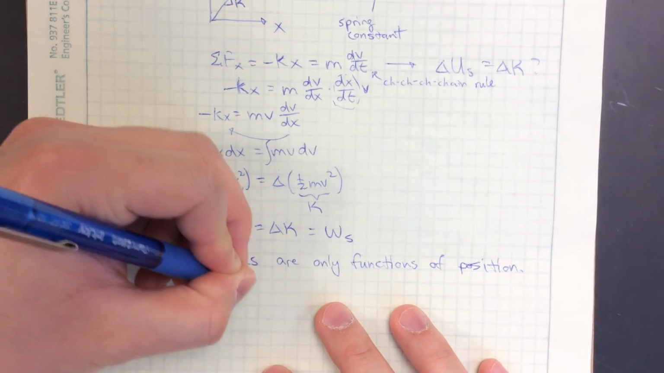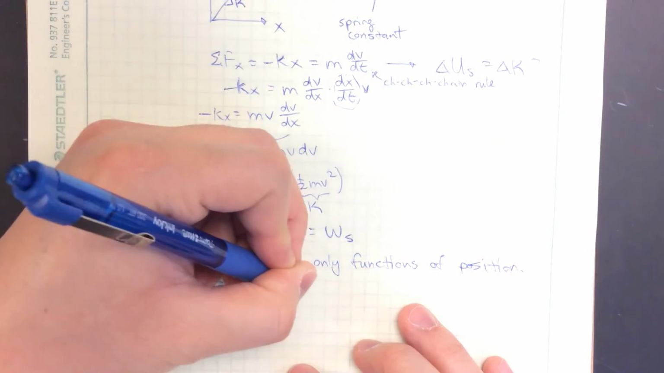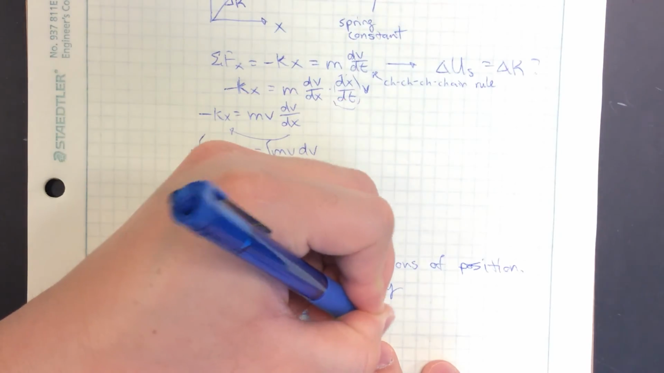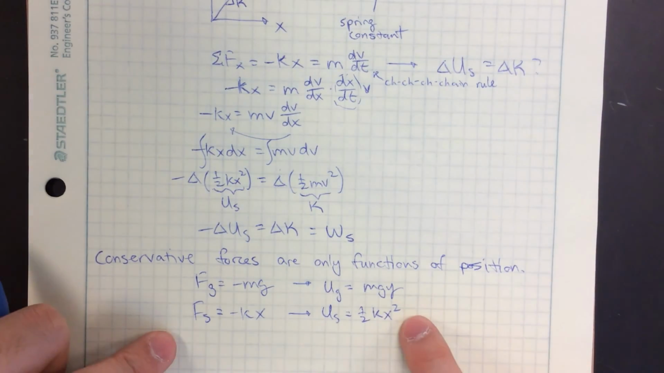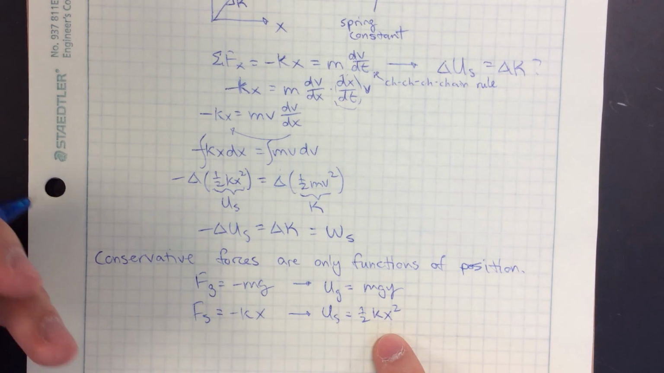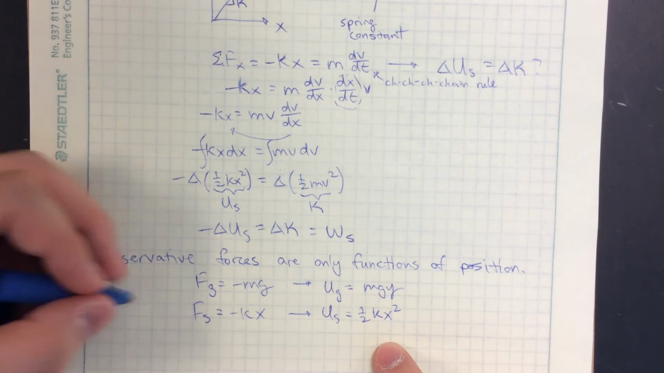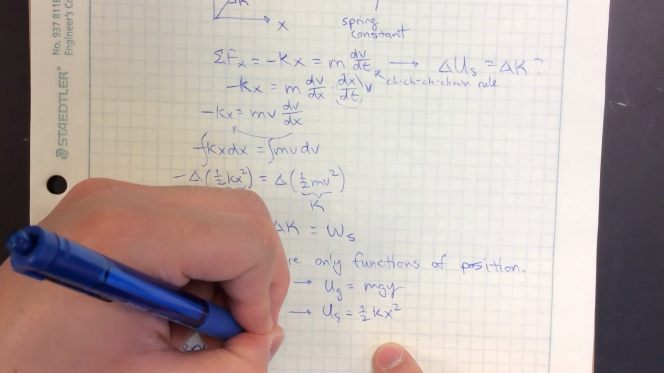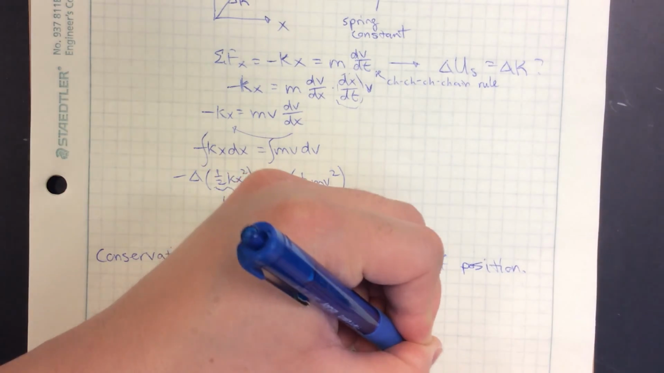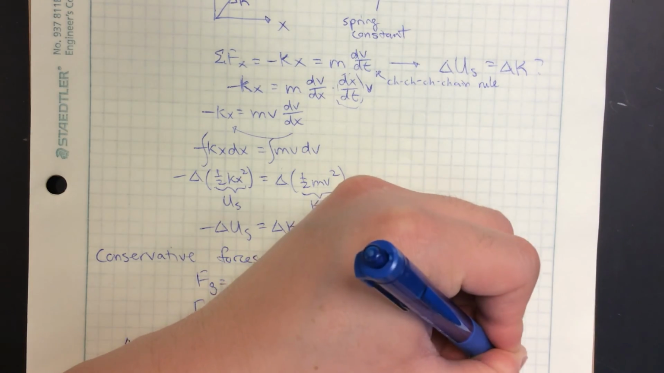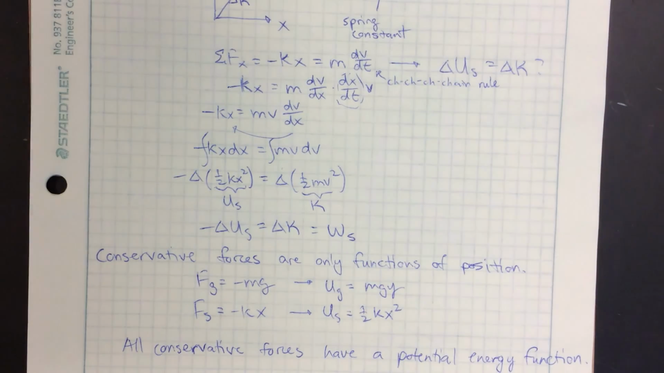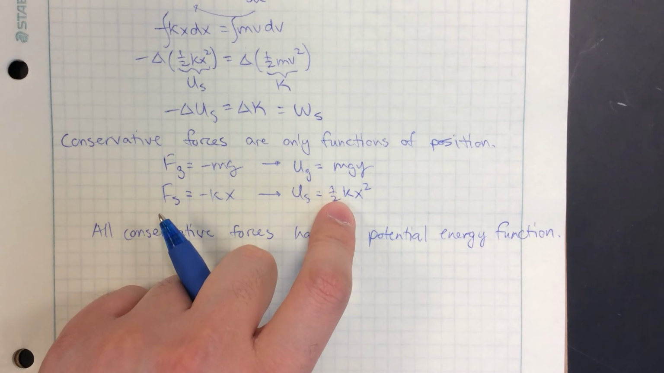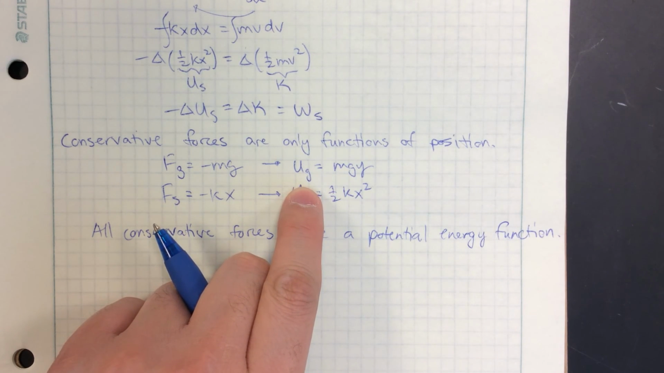when we look at gravity and we look at the spring force and we look at how we can define a gravitational potential energy or a spring potential energy, all conservative forces have some sort of potential energy function. When I say a potential energy function, I mean something like this exists. There's no expression for friction. There is no U for friction. It doesn't exist. Because friction is not conservative.